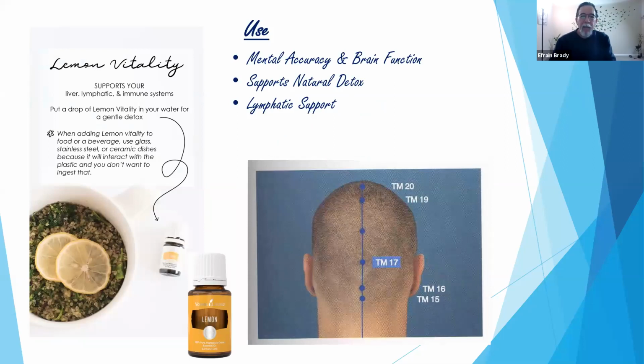Okay. Excellent. So we are going to talk about lemon. Now you see that this says lemon vitality. Trying to fit everything on the screen, I used narrow graphics for the oils. So we're using a topical application for this oil. You see the yellow labeled lemon bottle down there that's labeled for topical use. Some great uses for lemon include mental accuracy and brain function. It supports natural detox, and it also helps to support a healthy lymphatic system.